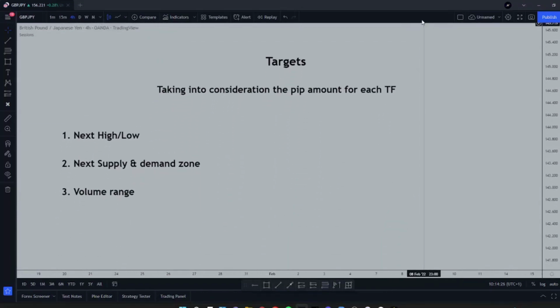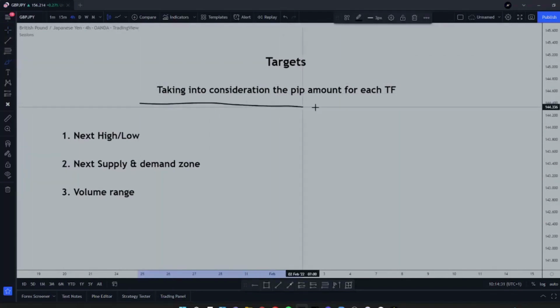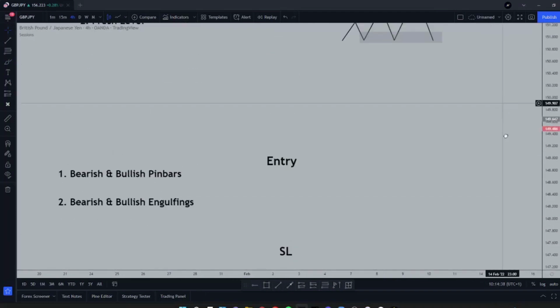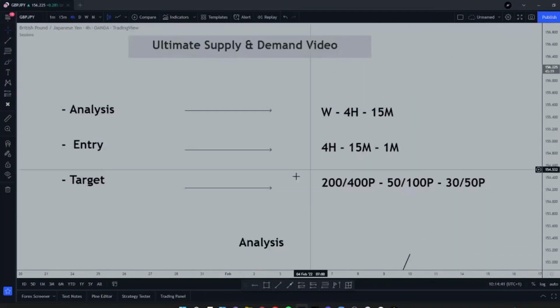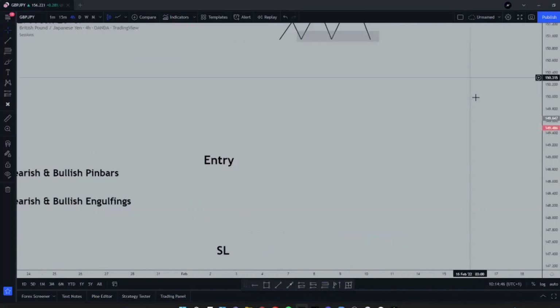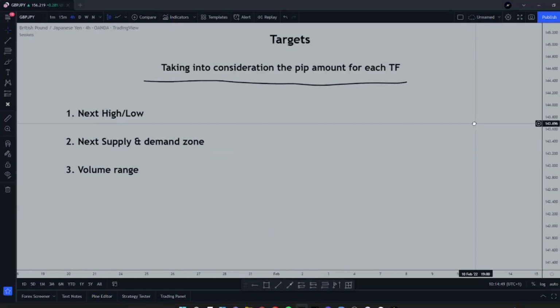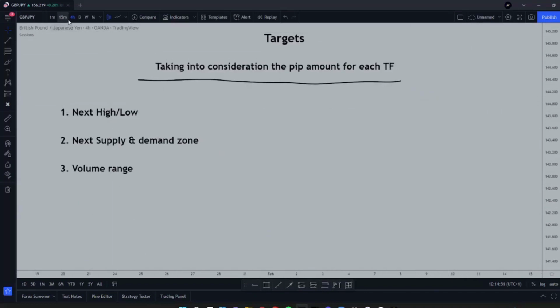Let's take a look at targets. So, like I said here, okay, very important. Take into consideration the pip amount for each time frame. If you know this, like I just showed you in the beginning, we know our average target is going to be this for each time frame. If we chose a certain zone, whether that's 50-minute, 4-hour, or weekly, we know more or less what to look for in our trade in terms of a target.